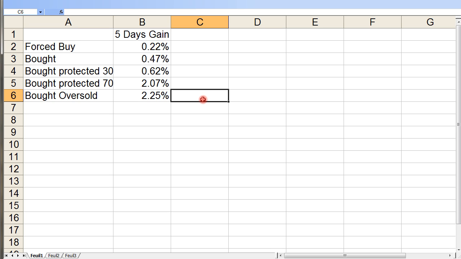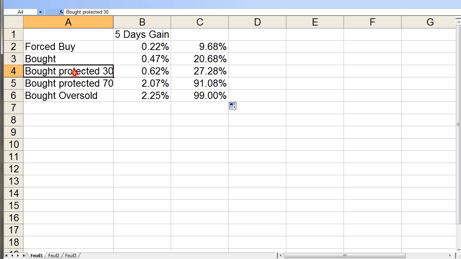What does it mean? Okay, if you calculate on a yearly basis, so you multiply by 220, you get a 99% yearly gain for this type of signal. If you compare the other signals, you have the bought protected 70 is 91%, the bought protected 30 is 27%. In fact, the deeper you go in oversold, the better your return.